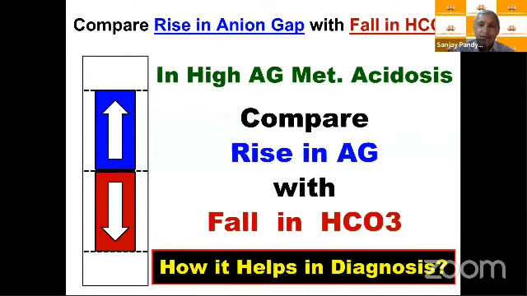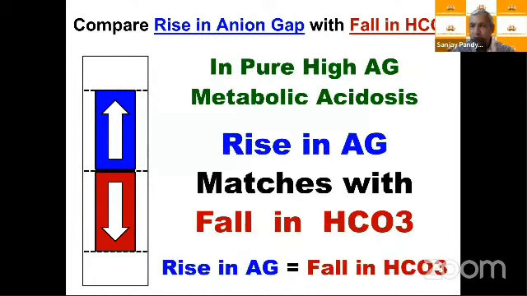Now, MOSSAD skill is in high anion gap. Remember, it is in high anion gap metabolic acidosis. Compare rise in anion gap with fall in bicarbonate. So the question arises: how does it help? The answer is that in a pure high anion gap metabolic acidosis patient, rise in anion gap and fall in bicarbonate both are the same, both are matching. So if both values are matching, that means we have pure high anion gap metabolic acidosis.